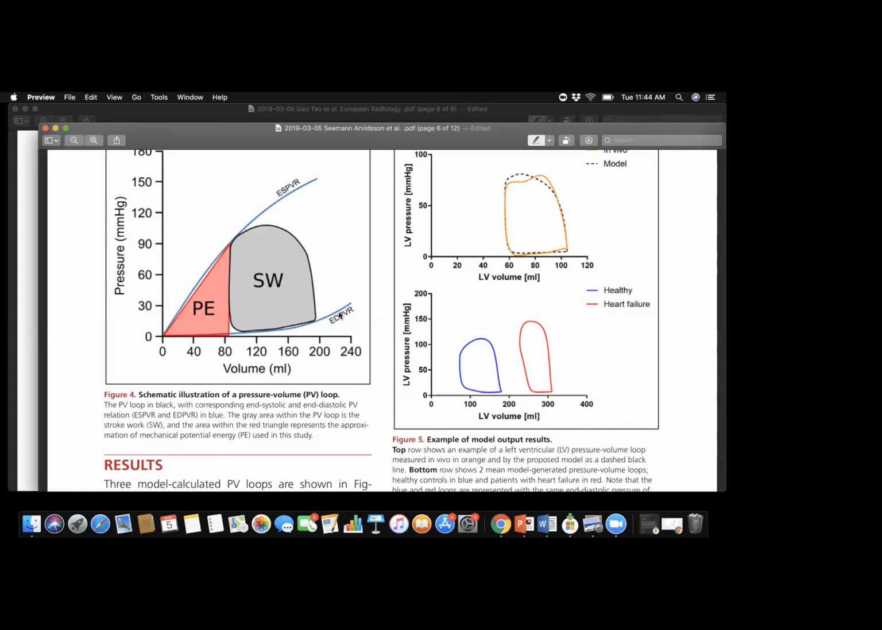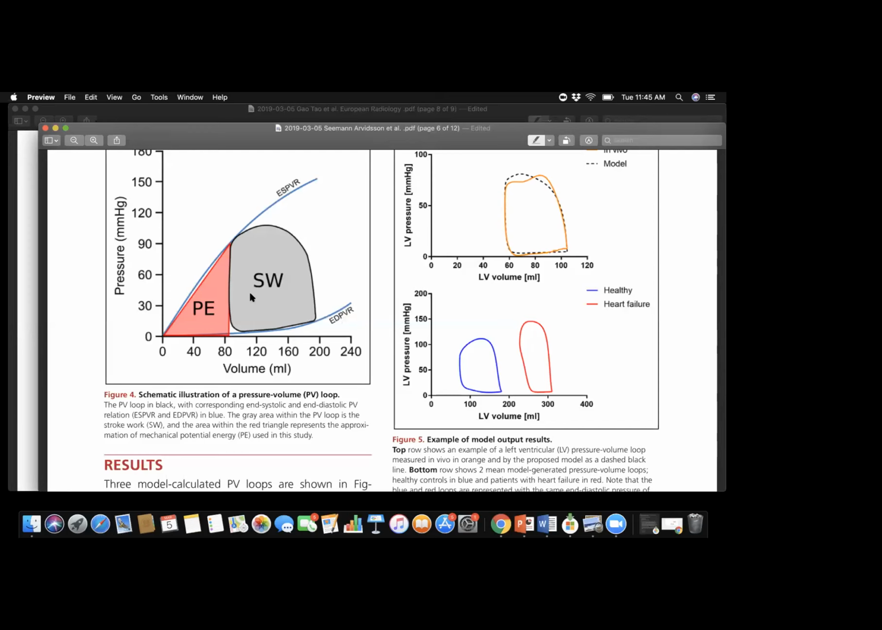ESPVR is basically the maximal pressure that can be developed by the ventricle at any given LV volume, which represents the end-systolic elastance. It provides an index of myocardial contractility. EDPVR, the end-diastolic pressure volume relationship, describes the passive filling of the ventricle, and is indicative of ventricular compliance. So a lot of information we are getting.